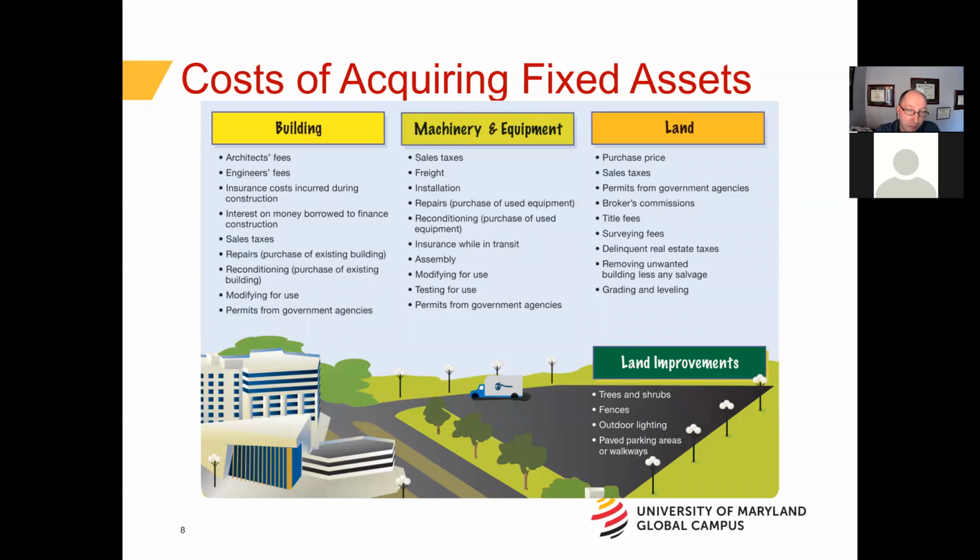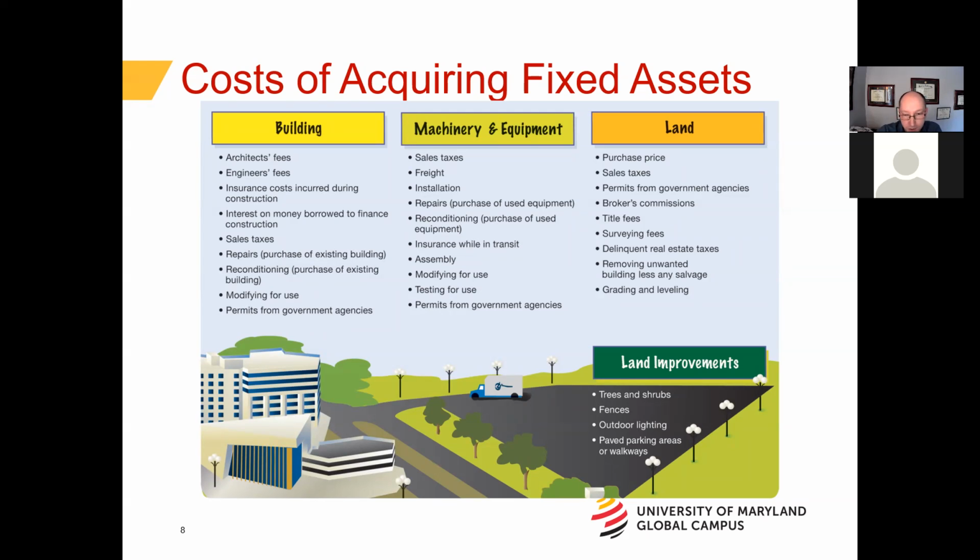This is just pretty much a short example. But there are costs associated with the acquisition of a fixed asset. Same for machinery. Sales tax, freight, installation of the machinery, repairs, reconditioning, insurance, assembly, modification, testing, and permitting. For land, you'll have other examples such as the purchase price, sales tax, permitting, brokerage fees, title, surveying. The list goes on and on and on.